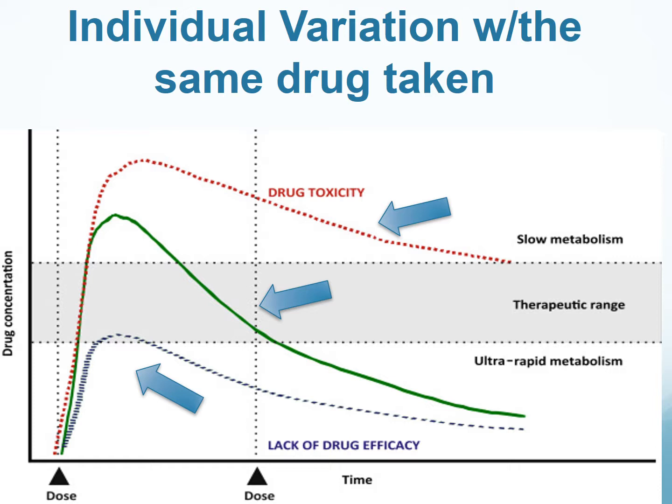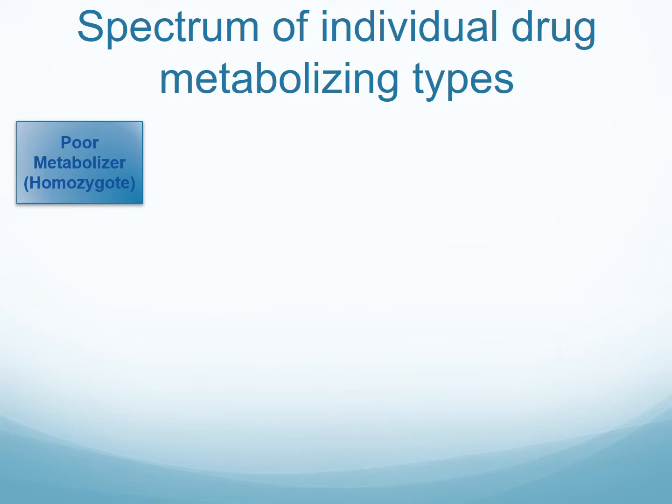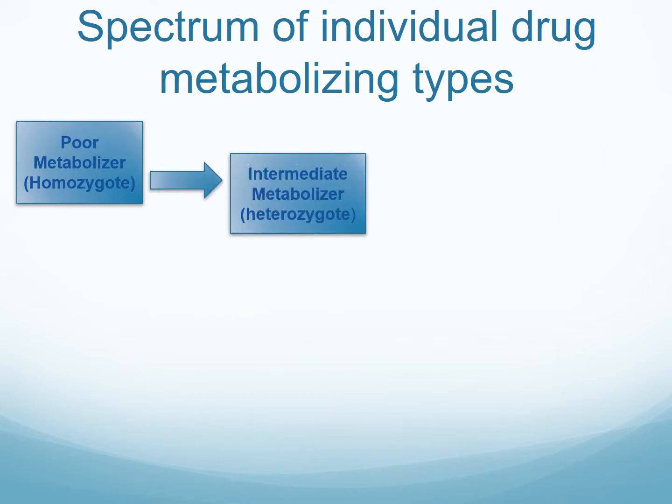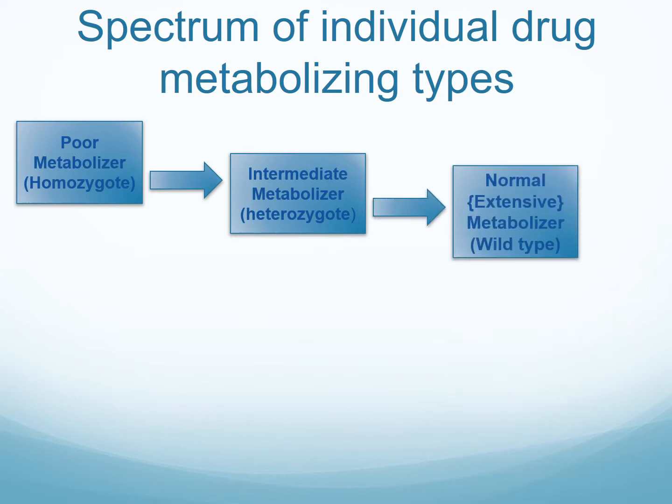There is a whole spectrum of variation, and we're going to look at that next. So you can have a poor metabolizer, which is going to be homozygote for decreased expression of the particular enzyme needed to break it down. Then we have the intermediate metabolizer, so they're going to have a heterozygote, but they're still going to have some variation. Next, you have the normal metabolizer.